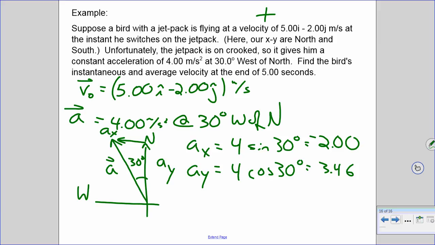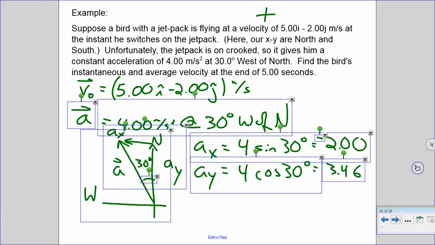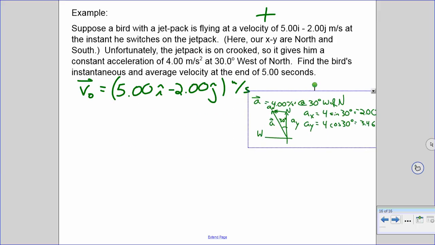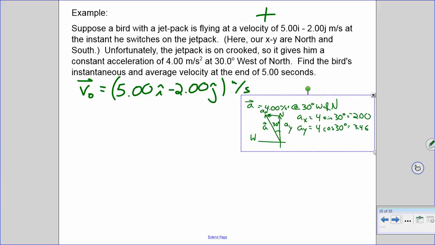Cool. All right. So, can I shrink all this? Everybody got all this? All right, so I'm going to put this over here. All right, so what we just figured out then is this.